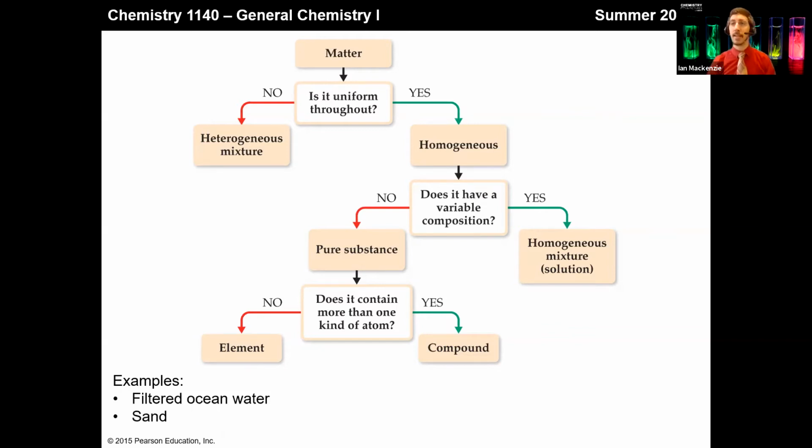Another example would be sand. Say we took a scoop of sand from the beach at the ocean. First question, is it uniform throughout? Well, if we take our magnifying glass and look at it, it's not uniform throughout. Many of the grains of sand are different sizes, different colors, different shapes. If I take one small sample of sand from one part of my sample and look at those individual grains versus a different part of the sample, they're not going to match up. And so I would say that sand is a heterogeneous mixture.